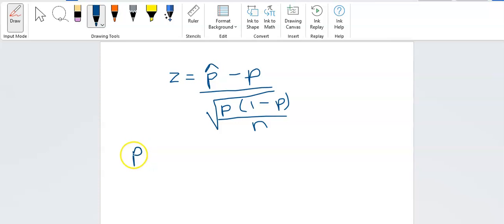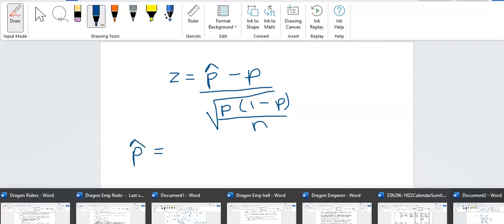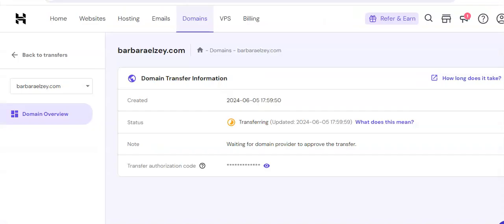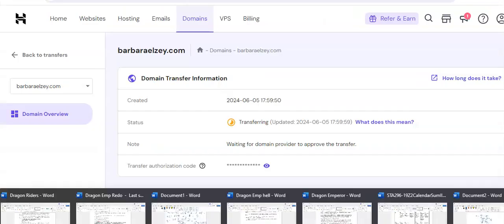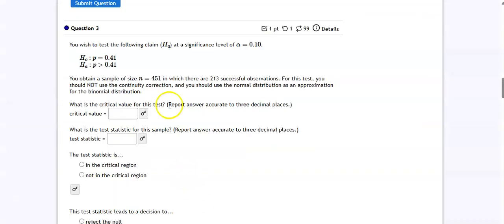All right, so let's look at number 3. Let's notice if we look at our null and our alternate hypothesis that we have P, a proportion. So we want to do a proportion hypothesis test, and our test statistic for a proportion is this thing right here. First though, we need to figure out what p hat is.